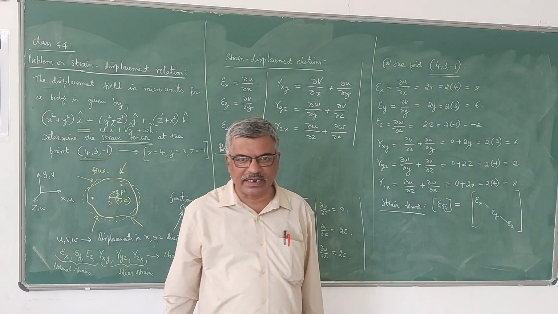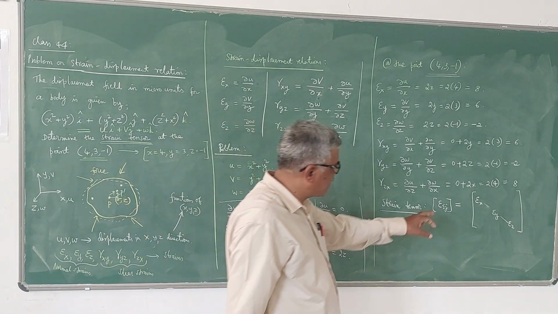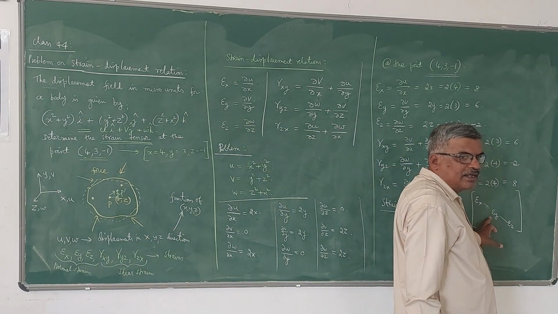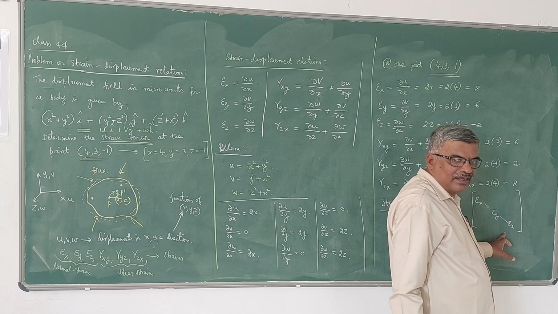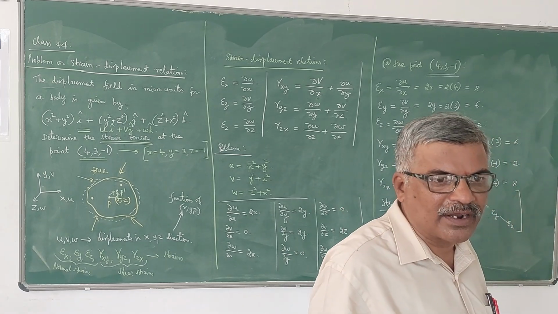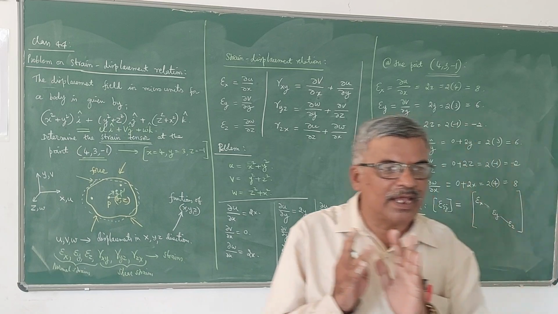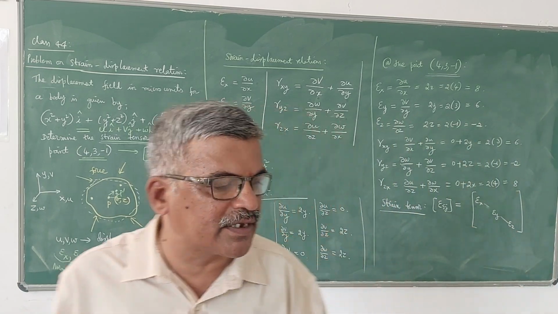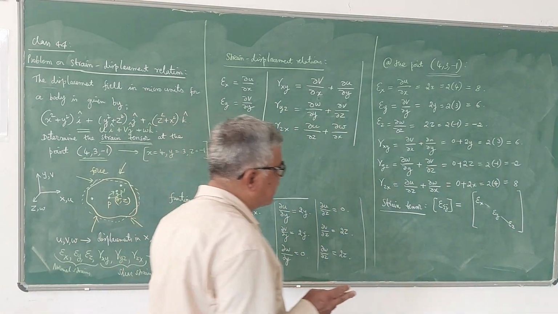If you remember stress tensor, sigma x, sigma y, sigma z. Here in strain, epsilon x, epsilon y, epsilon z will be there. Epsilon x is the strain in x direction, epsilon y is the strain in y direction, normal strain. Epsilon z is the normal strain in z direction.